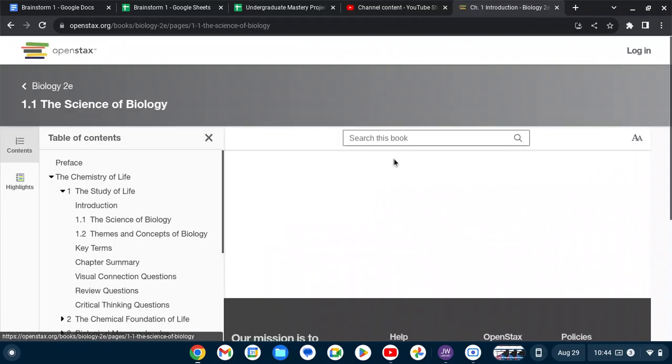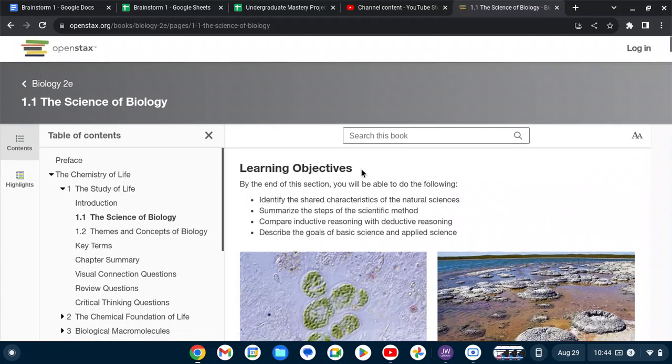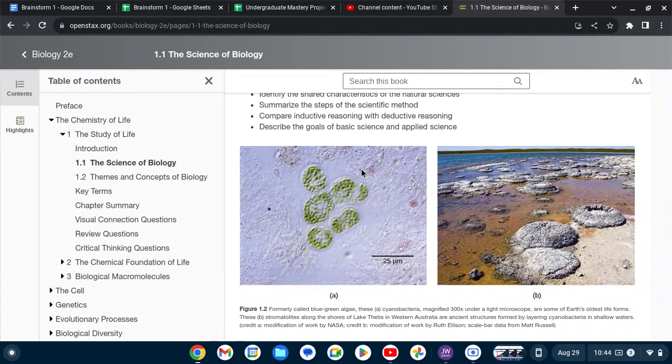Next page. 1.1, the science of biology. Learning objectives. By the end of this section, you will be able to do the following. Identify the shared characteristics of the natural sciences, summarize the steps of the scientific method, compare inductive reasoning with deductive reasoning, describe the goals of basic science and applied science.